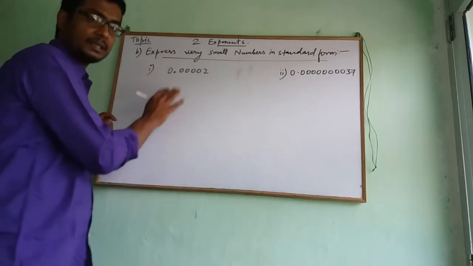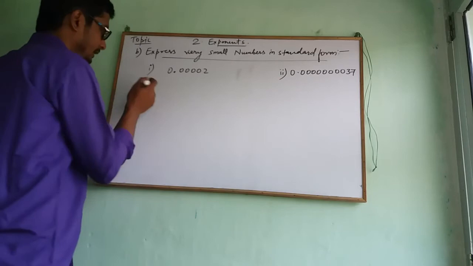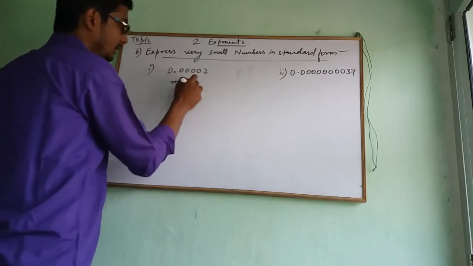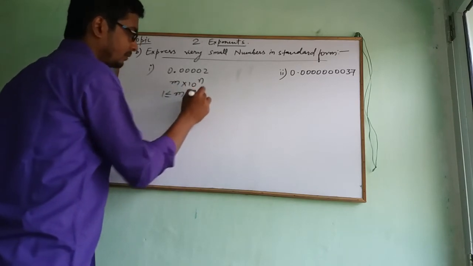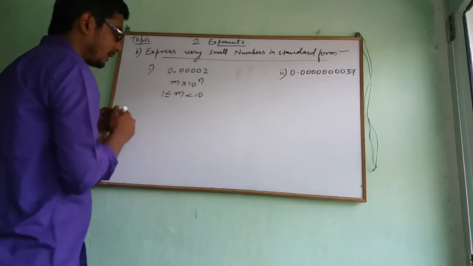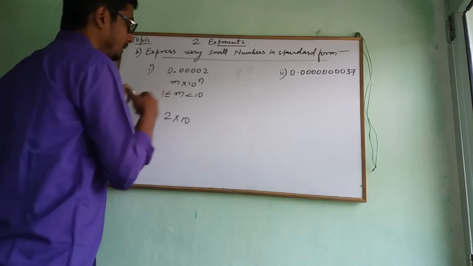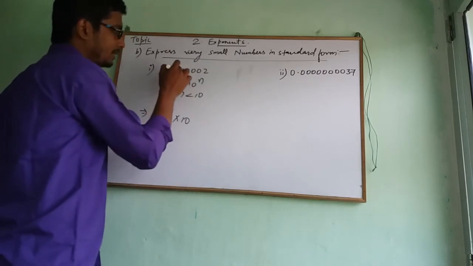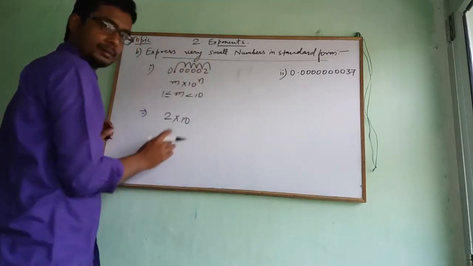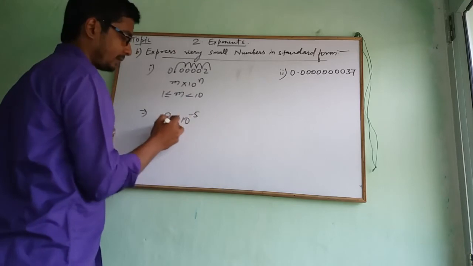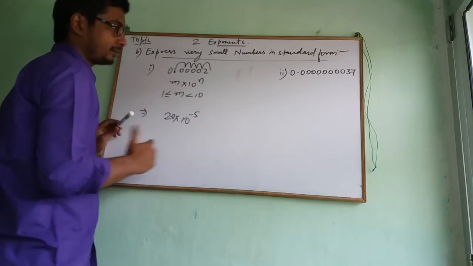Now in order to represent these two small numbers in standard form, let's see what I will do. I have to represent this in the form in which m will be between 1 to 10. So how will I represent it? I will write here 2 into 10 to the power. Now you can see I am shifting the decimal to my right, 1, 2, 3, 4 and 5. So I will write here minus 5. 2.0 into 10 to the power minus 5.